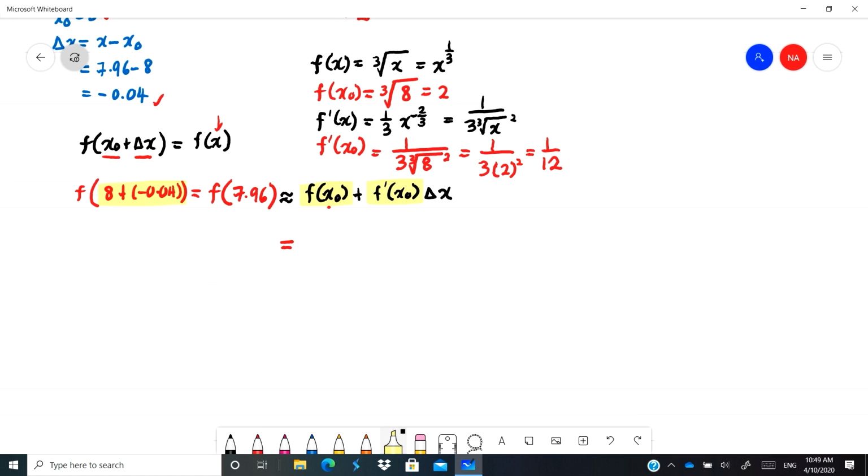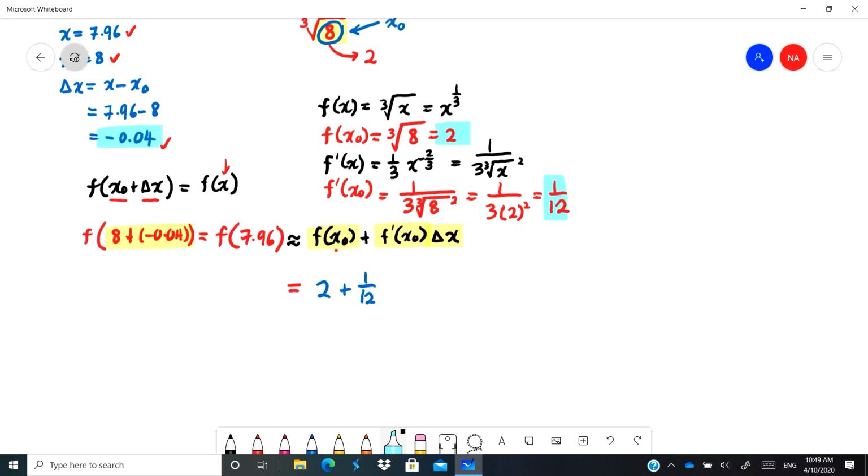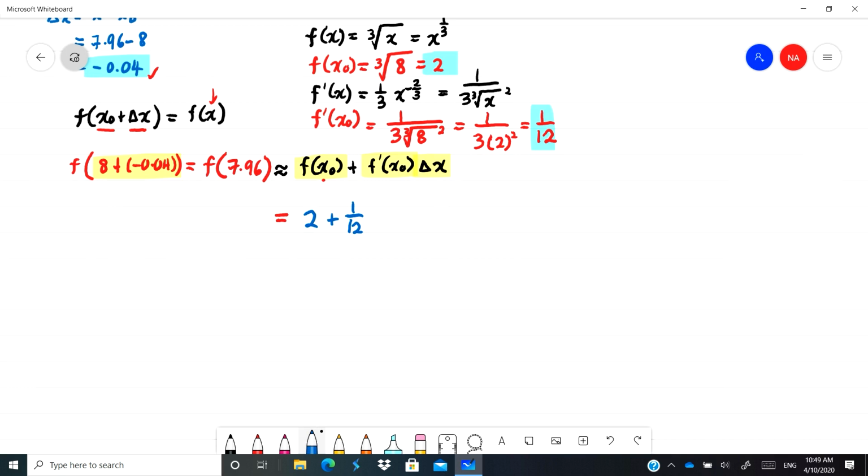I'm highlighting in blue color. So this is f(x naught). You substitute with 2, plus f prime of x naught, which is actually this 1 over 12. So you write 1 over 12. And then you want this part, delta x, which is given by this negative 0.04. So substitute into the formula, negative 0.04.